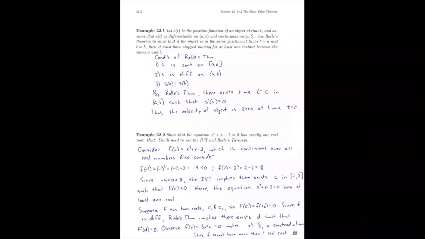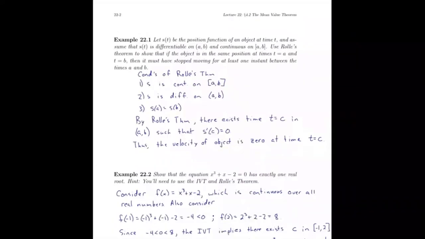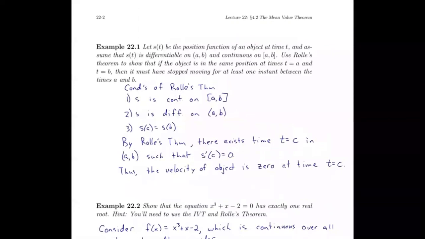The first example we apply it to regards a position function, s of t, a position s, the distance away from some origin at a time t. It's the position function of an object. We'll assume that s of t is differentiable on a to b and continuous on the closed interval a to b. Those are the first two conditions of Rolle's theorem.